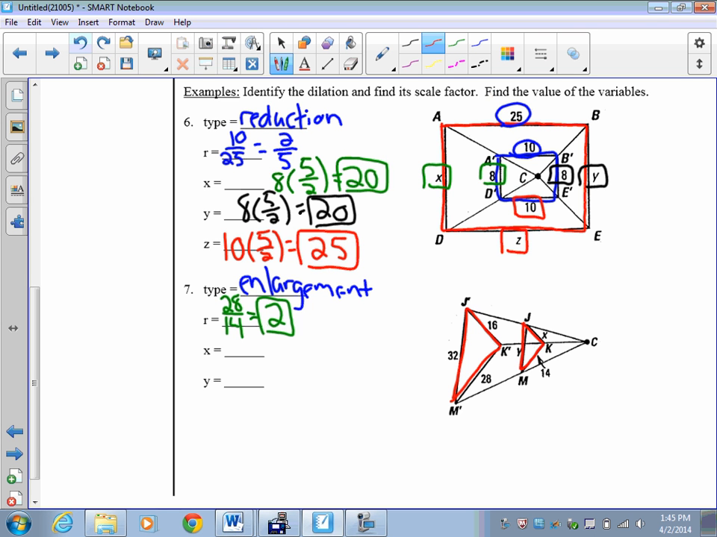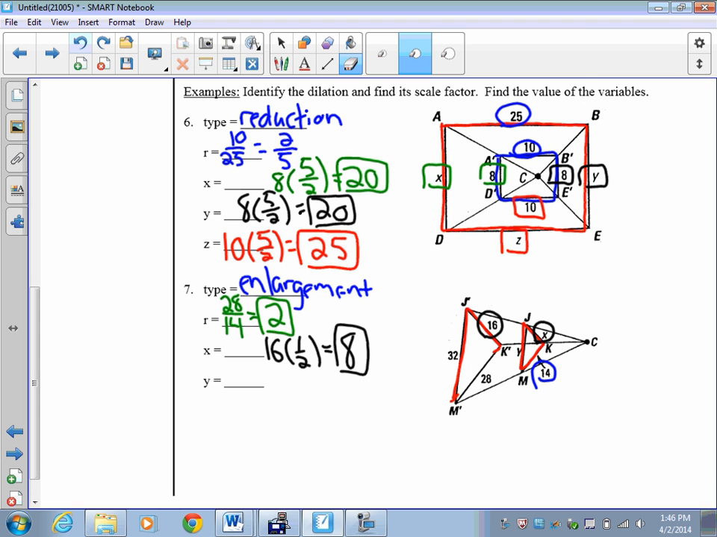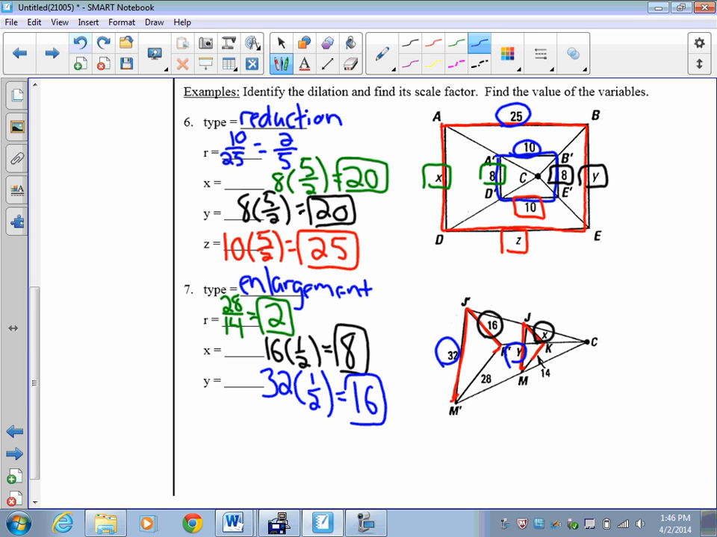But if I need to find x, I'm going from the image to the pre-image, so I need to multiply by the reciprocal again. So I take the one that corresponds with x, which is 16. So I'm going to take 16 times 1/2. I do the reciprocal of the scale factor, and I get 8. And to solve this last one, I have 32 and y, my apologies. 32 and y. So I take 32 times 1/2, and I get 16.